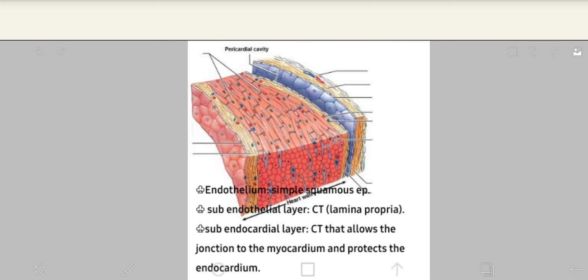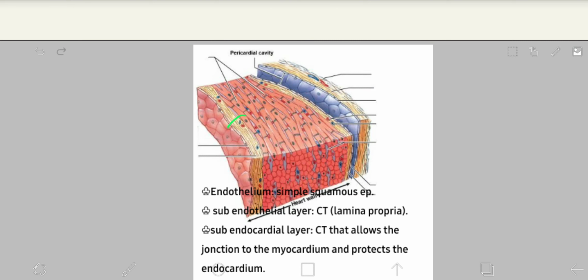Now let's go to the very last layer, which is the innermost layer. It's the endocardium. So it has 3 layers. It has a layer of epithelium, and then two layers of connective tissue. The first layer is the endothelium. It's a simple squamous epithelium. It's actually the same epithelium that you find inside of vessels. And then you have the subendothelial layer, which is just underneath.